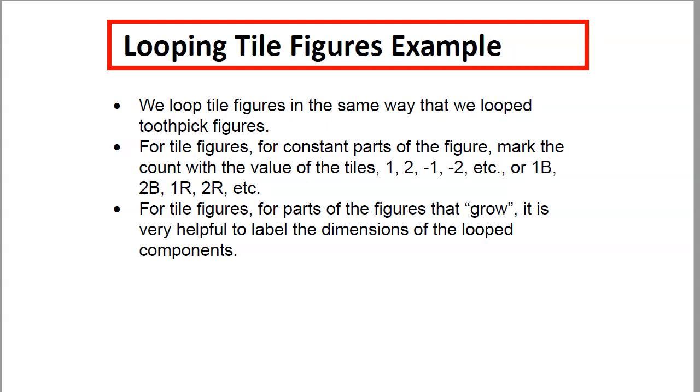Let's look at looping tile figures. We loop tile figures in the same way that we looped toothpick figures. For tile figures, for constant parts of the figure, mark the constant with the value of the tiles: 1, 2, -1, -2, etc. Or you could use 1b, 2b, 1r, 2r. And for tile figures, for parts of the figures that grow, it's very useful to label the dimensions of the looped components.